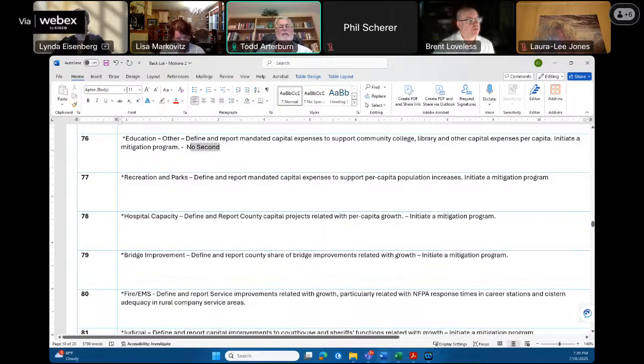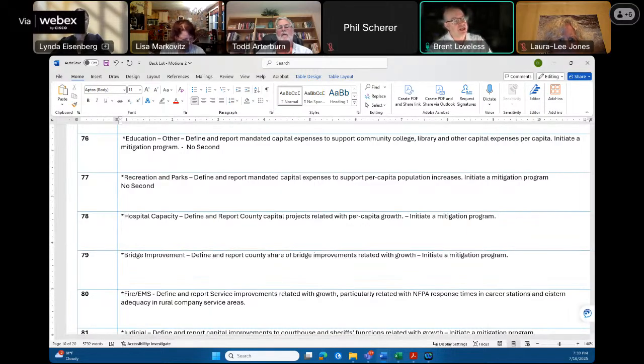Next item, 78. We don't support education, parks, hospitals. Motion, define and report county capital projects related to per capita growth. Initiate a mitigation program. This would be a hospital APFO test, which the county doesn't control. Is there a second? I will say the county does contribute capital expenses to hospital capacity, so there is a rational nexus here. Is there a second on 78? Next item.